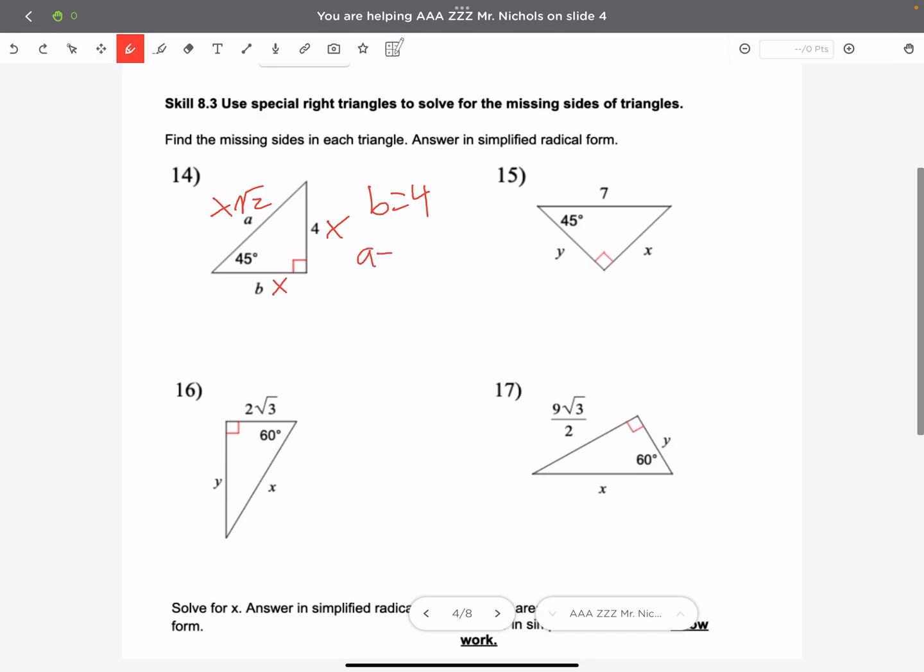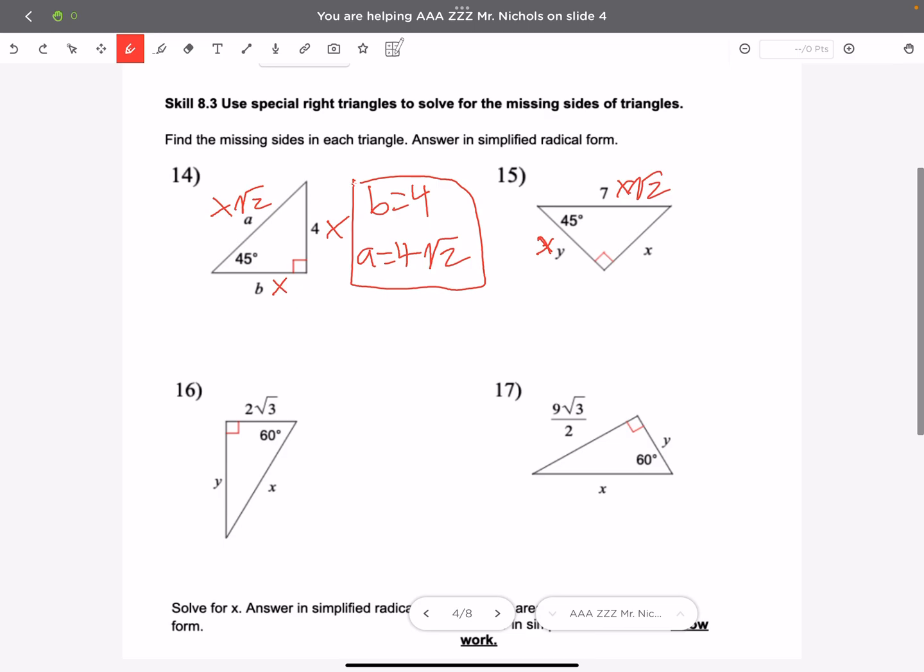And a, we just take our 4 and times it by the square root of 2. So 4 root 2, like that. And that's our answer. Now the same thing applies here. If this is x, this is also going to be x. And in this case, we actually have x and y. And this is x root 2.